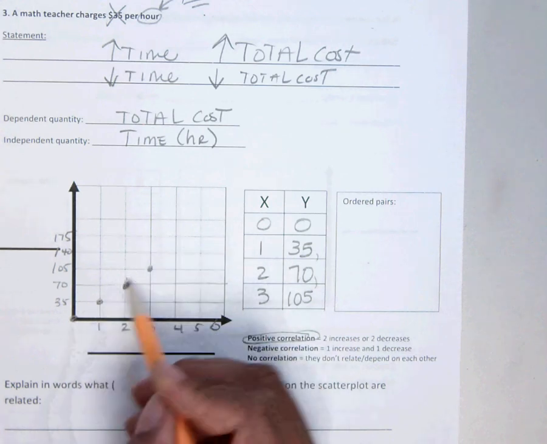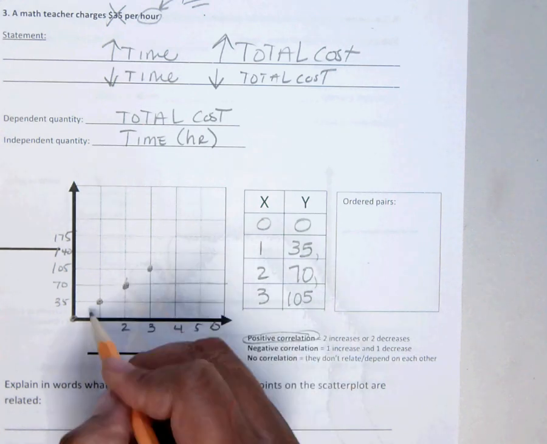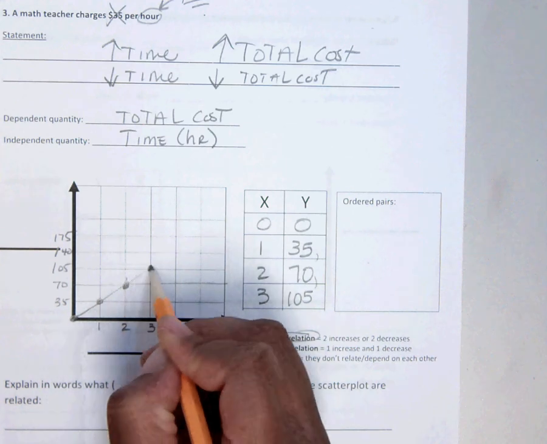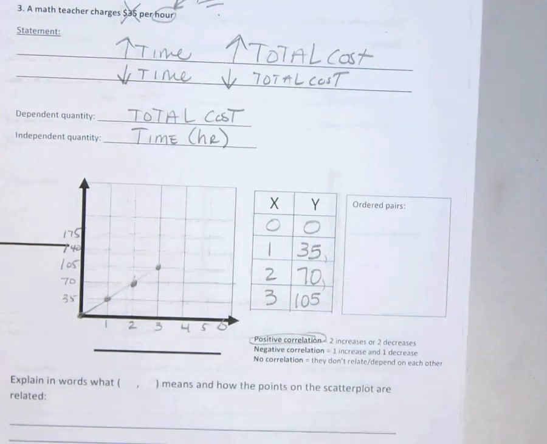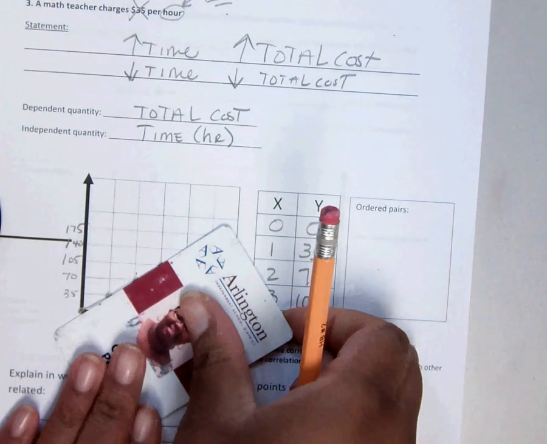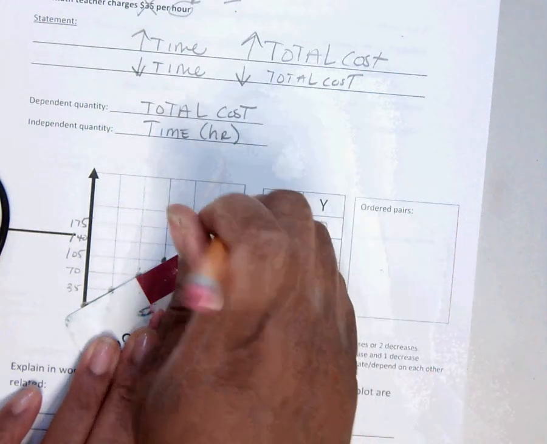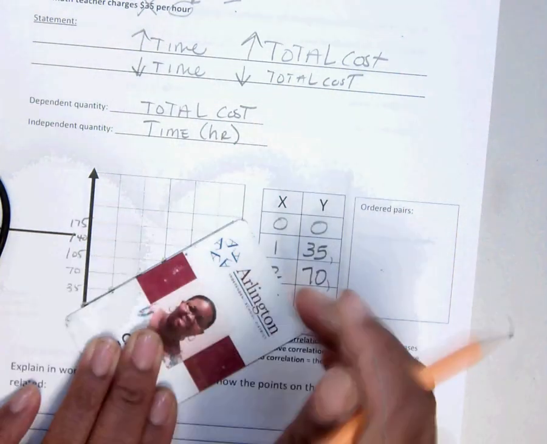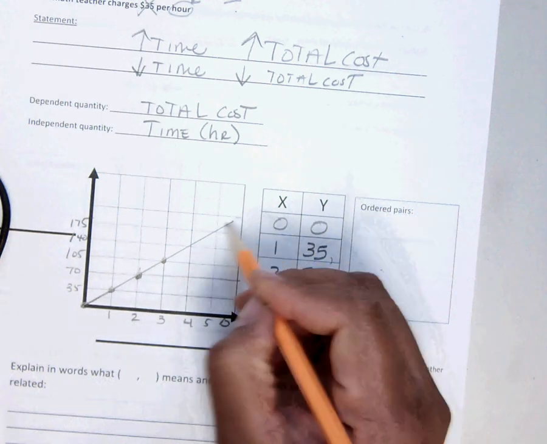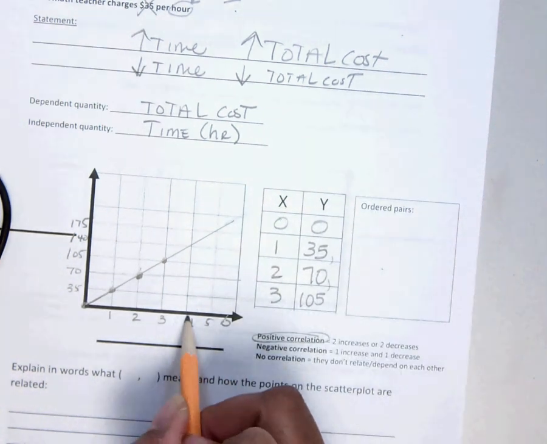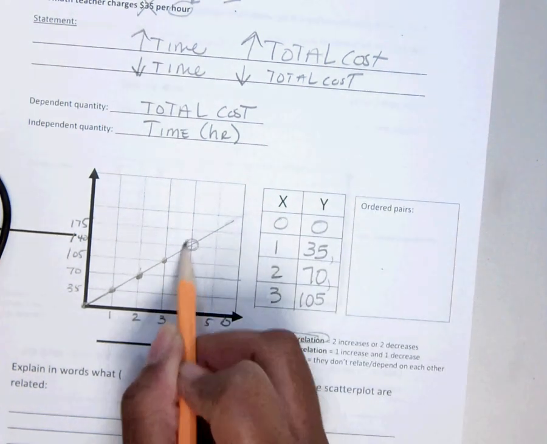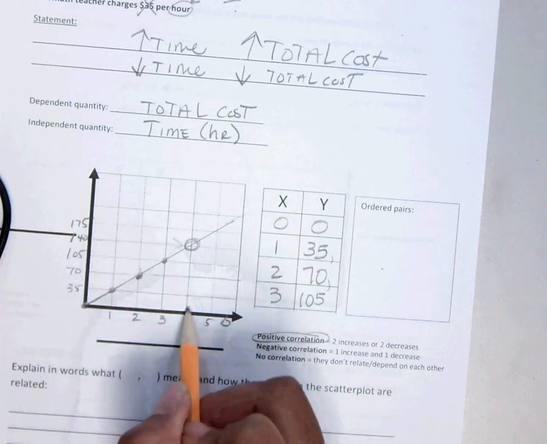You notice that 0 is here, 1 is 35, 2 is 70, 3 is 105. You can draw your trend line based on that, and it's going to go directly through all your dots. And so I should model this correctly and use my ruler to draw my trend line. So let me do that. That way it's a straight edge, and I'm using a straight edge to connect. There's my trend line.